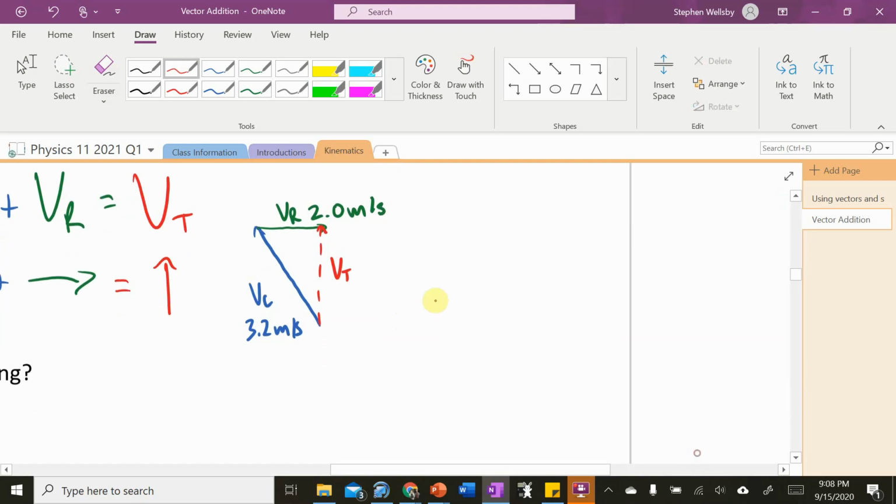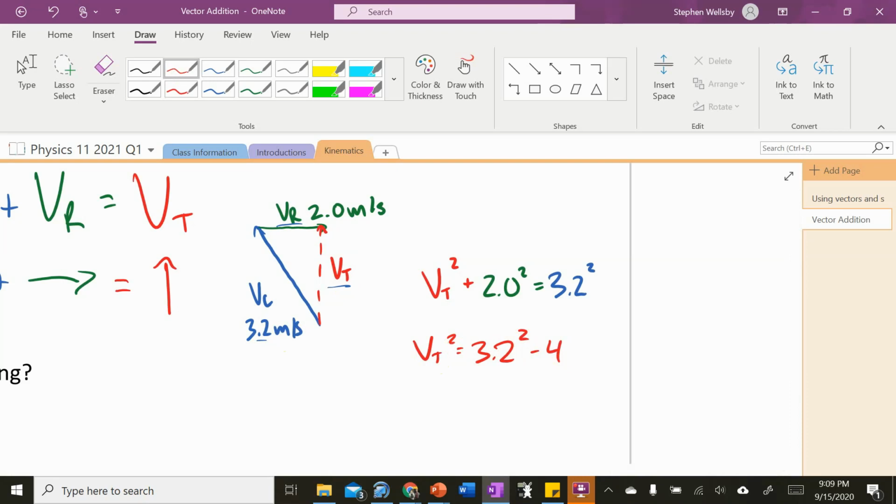So we're still going to use Pythagorean theorem. We have Vt squared plus 2.0 squared is going to equal 3.2 squared. So side A squared plus side B squared equals side C squared. And now we're just going to rearrange. So Vt squared equals 3.2 squared minus 2 squared, so minus 4. This is 10.24, I think, 3.2 squared. Yeah, 10.24 minus 4 gives us 6.24. And so Vt is going to be the square root of 6.24, which is going to be approximately 2.50 actually. So it's pretty close to 2.50 on the dot for the total velocity.